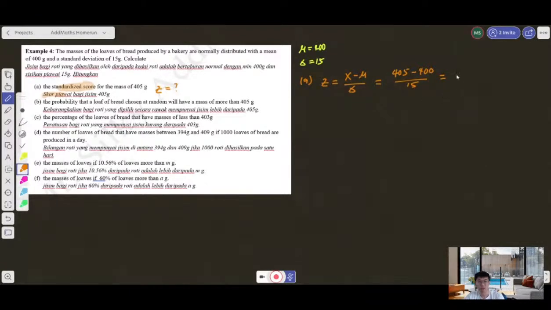I'm getting 1 over 3. That's how you find the Z score. Then the second one is related. They say, find the probability more than 0.5, X more than 405. Anytime when they ask to find probability, you have to change it to Z score. You already know if you change to Z score, it's more than 1 over 3.